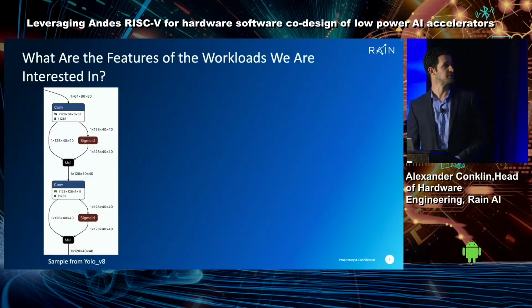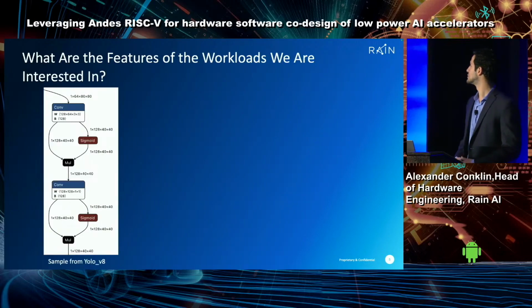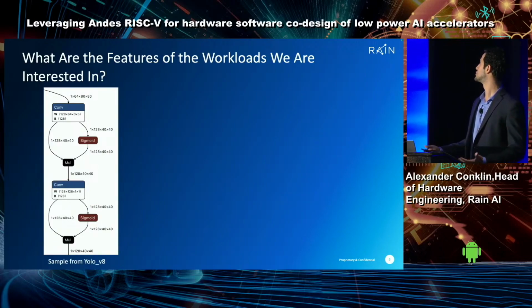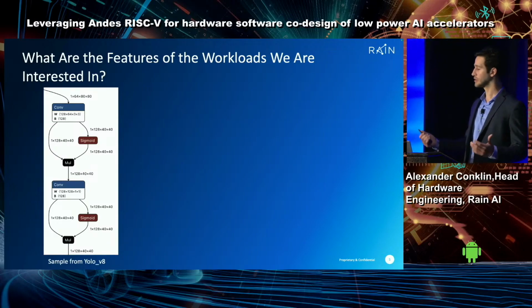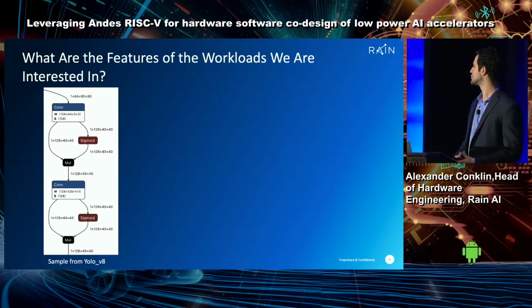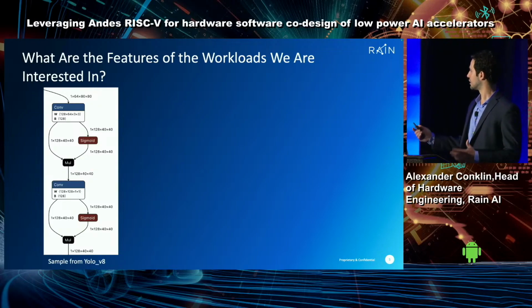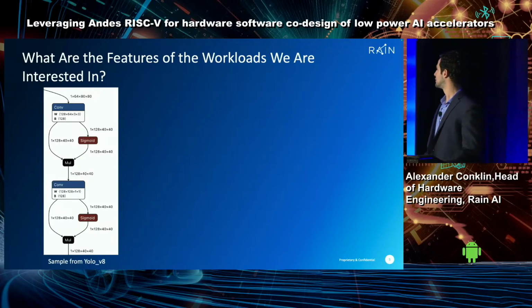For those that might not be as familiar with AI, I think a good place to start is to ask ourselves, what are the features of workloads we're interested in? What are the applications? What do AI workloads look like? What I show here is a small snippet of a graph from a larger image segmentation or recognition model, YOLOv8, the You Only Look Once models. If we stare at this long enough, we could start to glean a few insights.